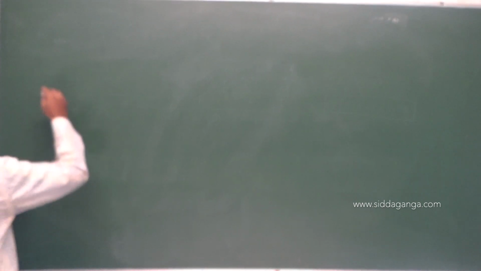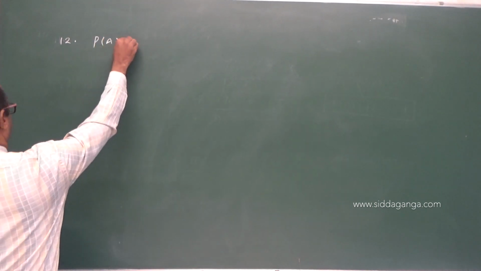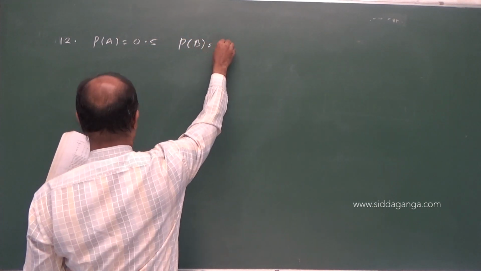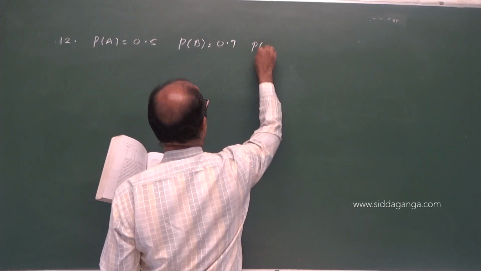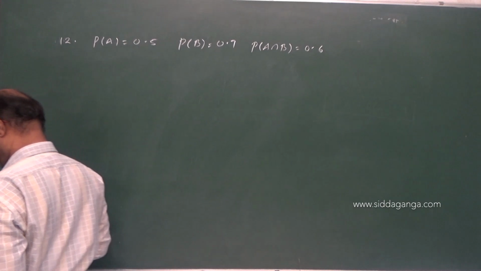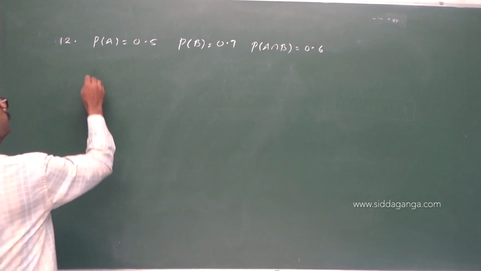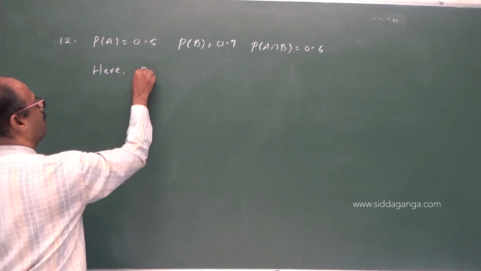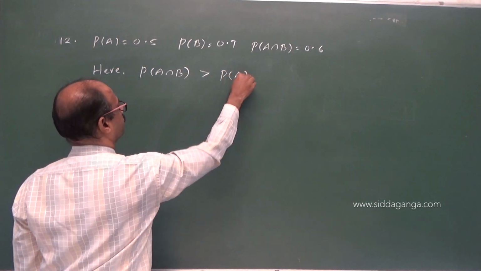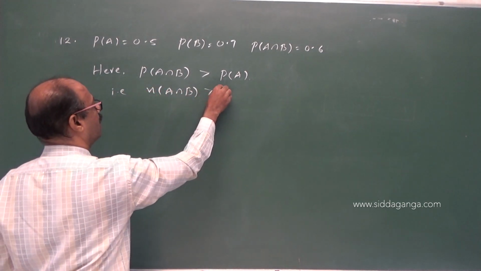Next, number 12. P of A is equal to 0.5, P of B is equal to 0.7, P of A intersection B is equal to 0.6. Now look here. P of A intersection B is greater than P of A. That is, N of A intersection B is greater than N of A.